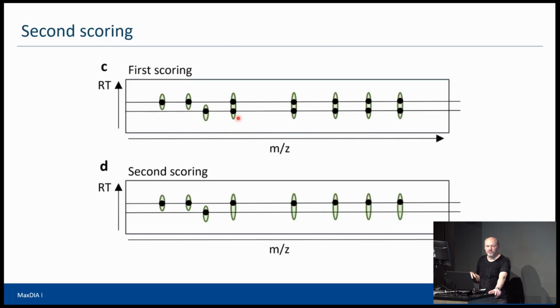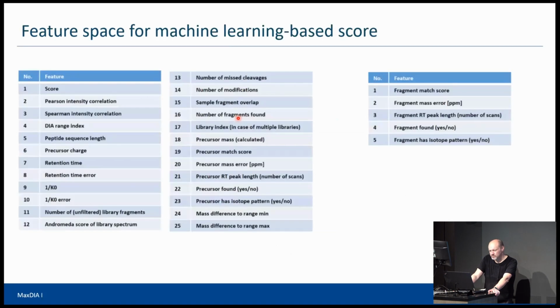Now we want to go from the raw scores to the machine learning enhanced scores. And how do we do this? Based on what we get so far, we build up a feature space, right? And then in this feature space, we want to decide if something is a good match or a bad match. And so this feature space contains many properties of this matching. One of them is the score itself.